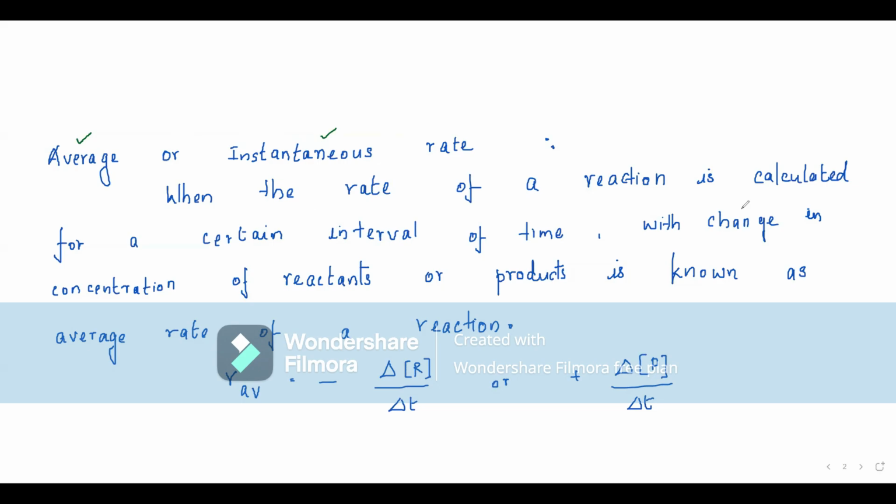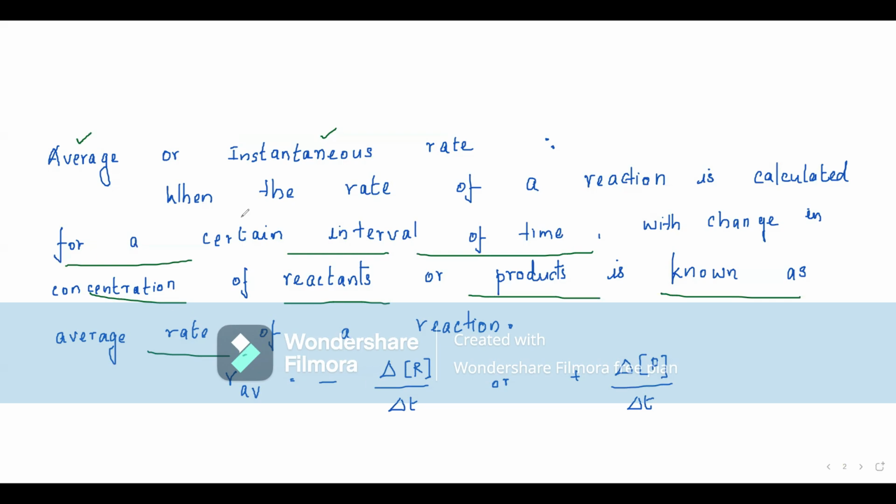When the rate of a reaction is calculated for a certain interval of time, with change in concentration of reactants or product, it is called the average rate. Now, this is not a very ideal method of calculating the rate. I said this is not the best method to calculate the rate of the reaction, just because the time span is too long, too large.